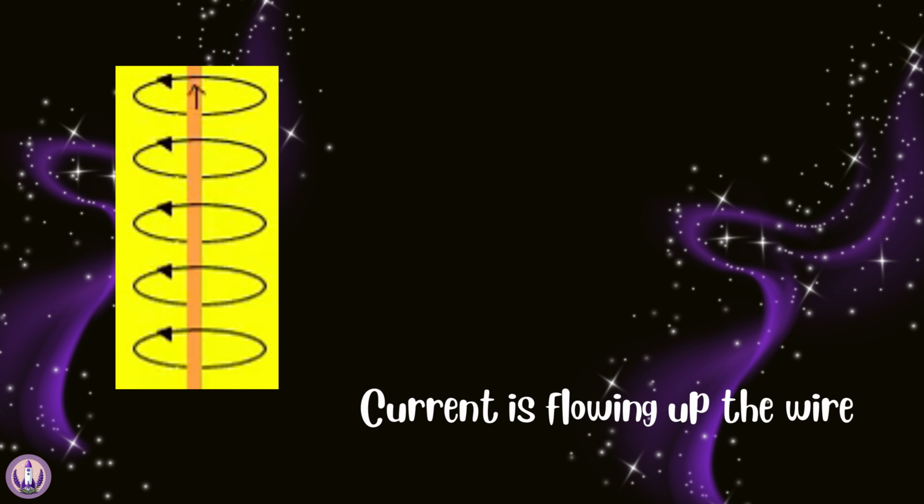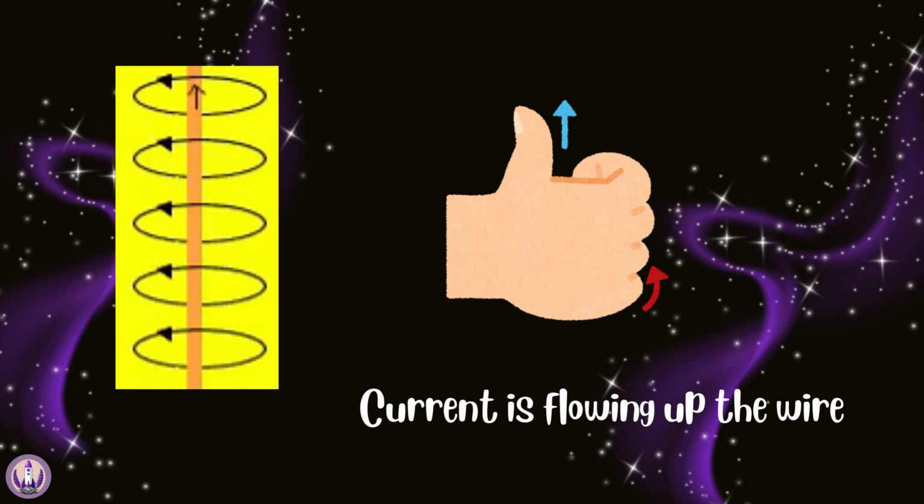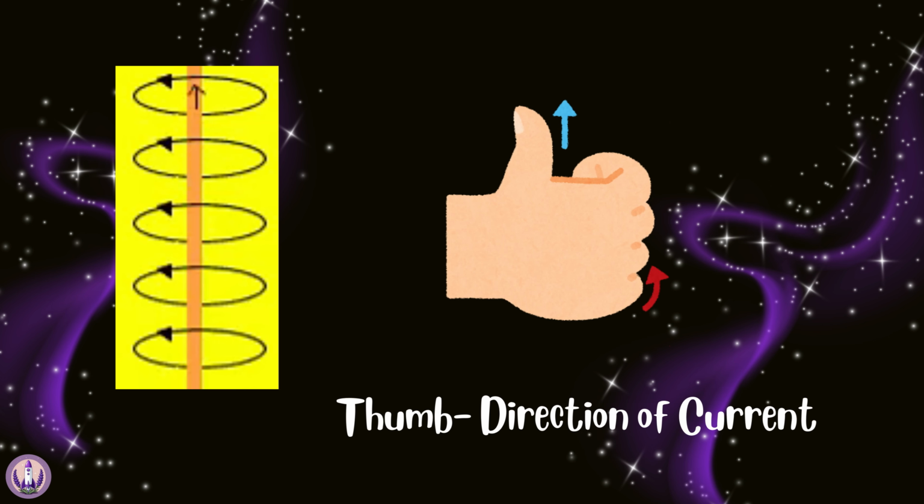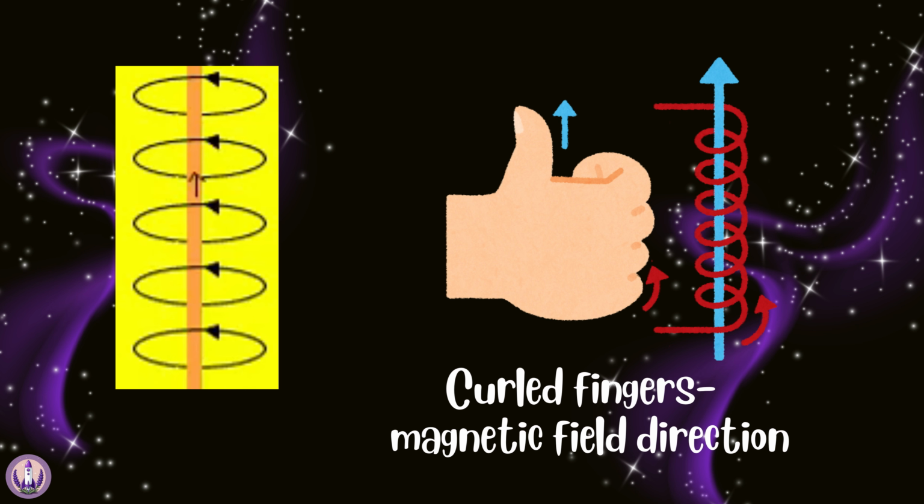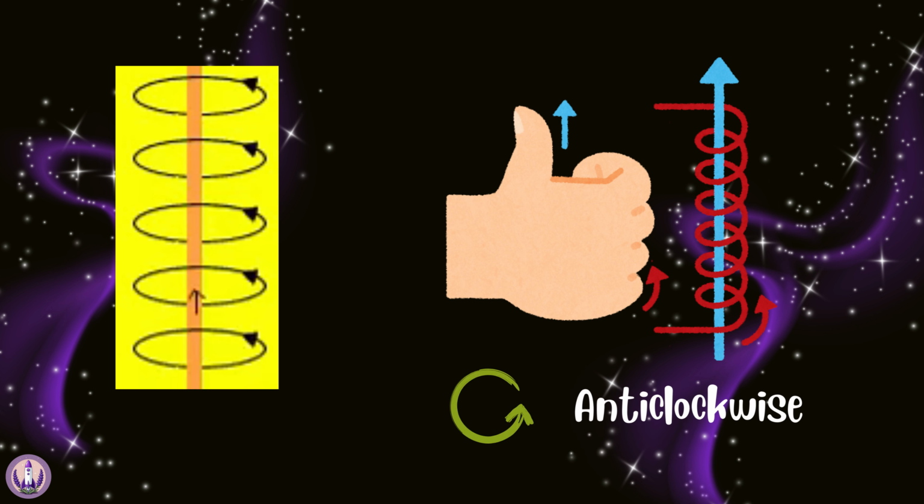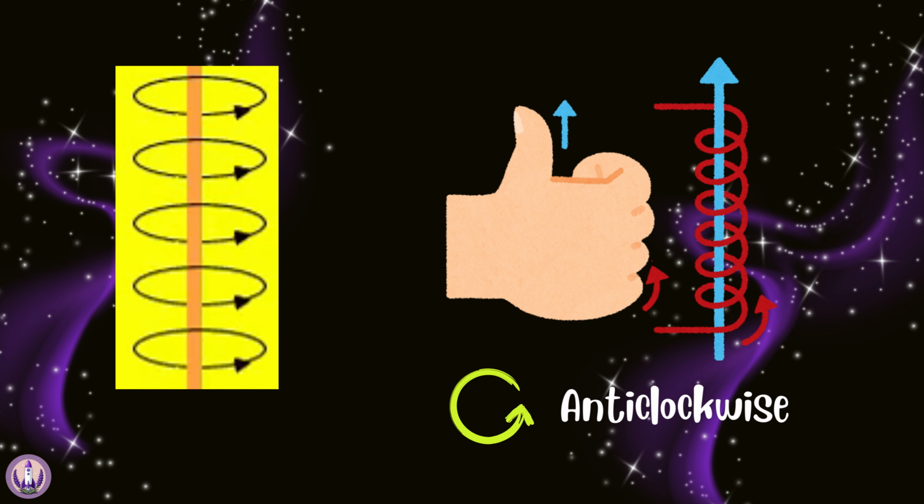Here current is flowing up the wire. Your thumb shows the direction of the current, in this case upwards. The direction of your fingers shows the direction of the magnetic field. Due to the current flowing upwards, the magnetic field lines point anti-clockwise. This is shown by the right-hand rule. Try it out with your right hand.